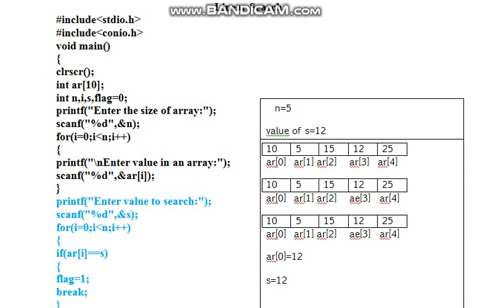Two header files at the top, void main. This is the declaration part. This is the declaration of an array, then declaration of variable n for the number of elements, i for the loop, s for the search element, and a flag whose value is 0. It is used later to stop the loop.